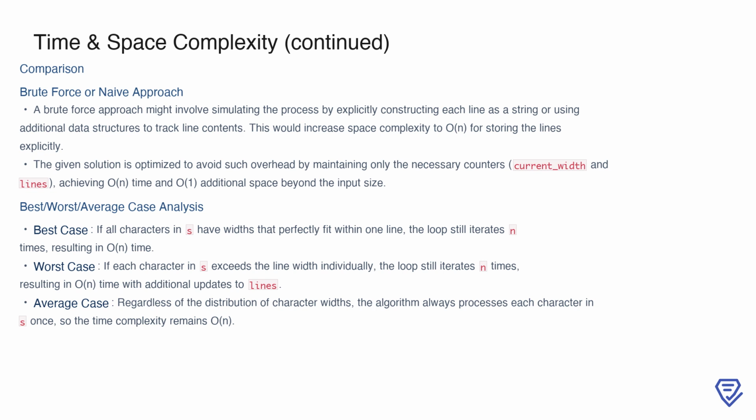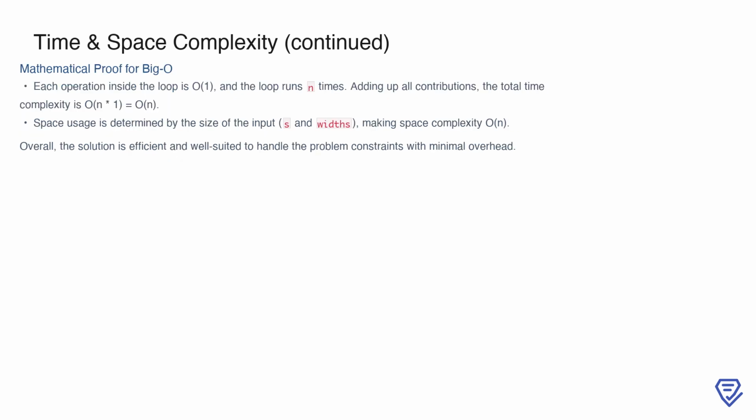For the average case, regardless of how the character widths are distributed, the algorithm processes each character exactly once, maintaining an O(n) time complexity. To formally validate the time complexity as O(n), we can rely on mathematical reasoning. Each operation inside the loop executes in O(1) time, and since the loop iterates n times, the total contribution to time complexity is O(n*1), simplifying to O(n).